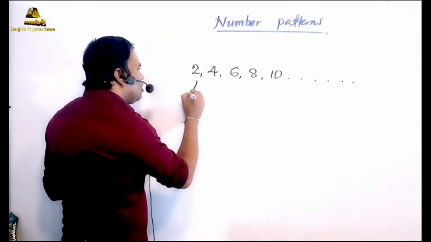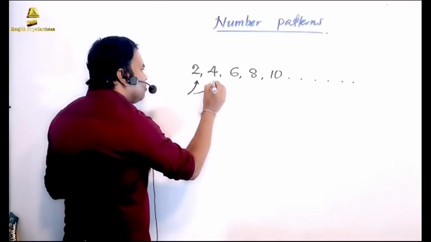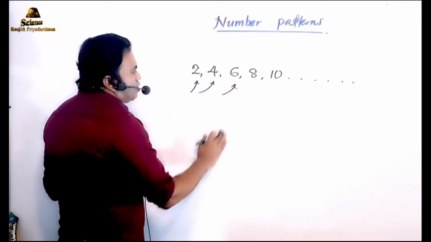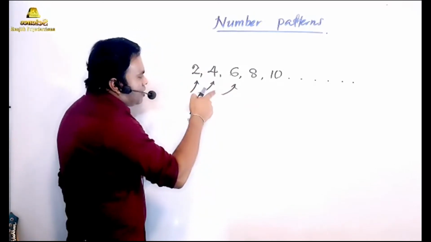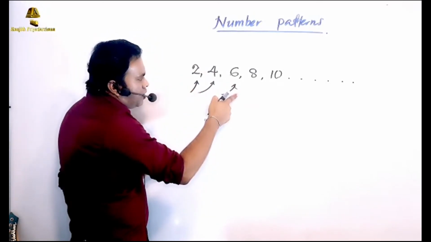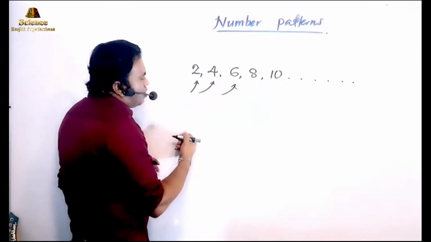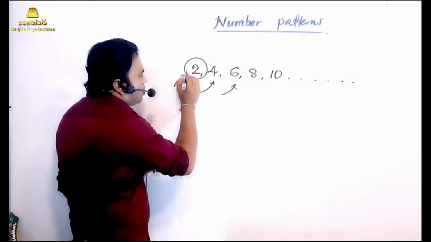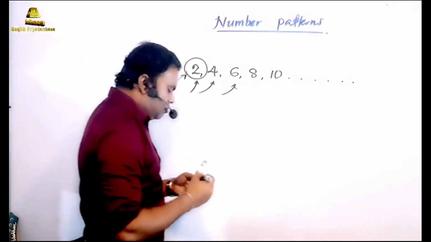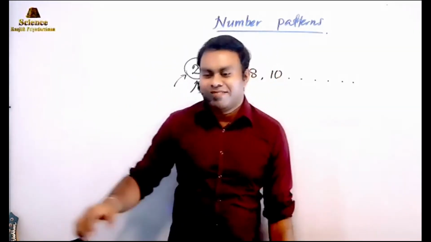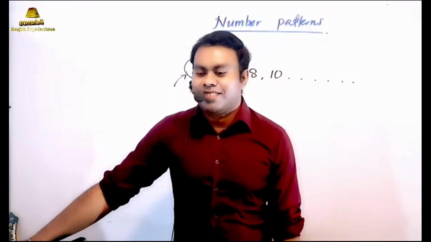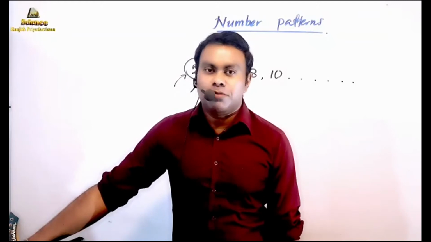Individual terms. So all of them are terms. This is the first term, second term, third term, fourth and fifth terms. This is the initial number. What do we call it? Yes, the first term, the starting number. So that's the first term.